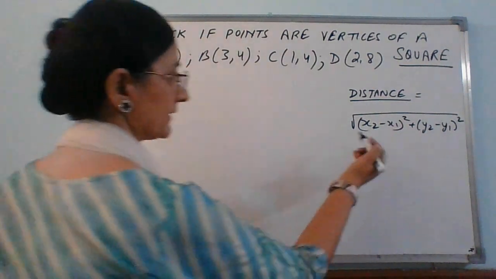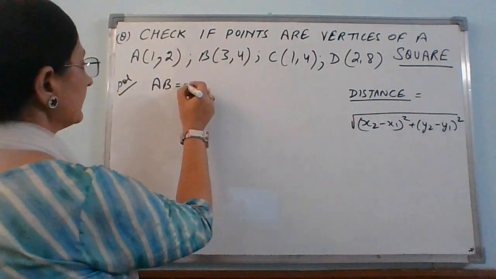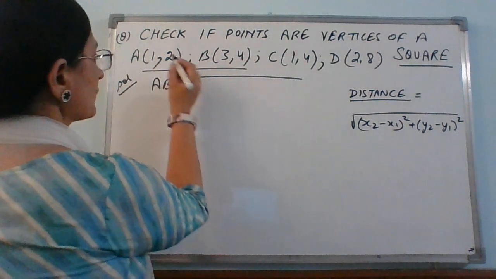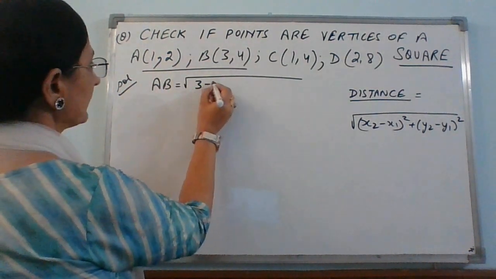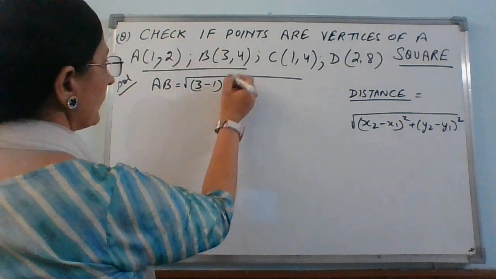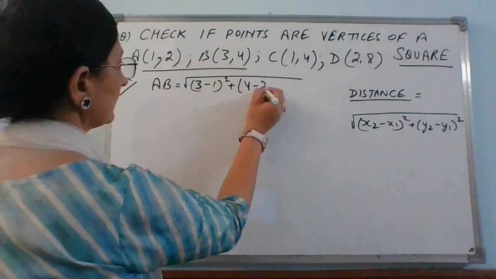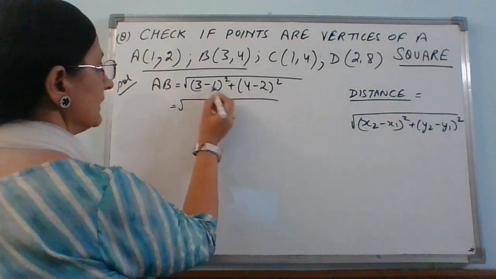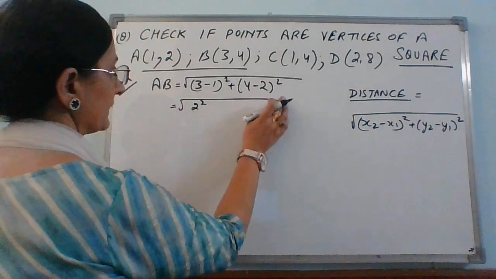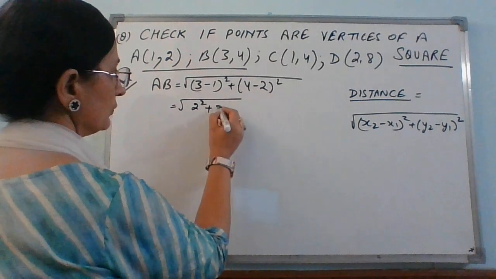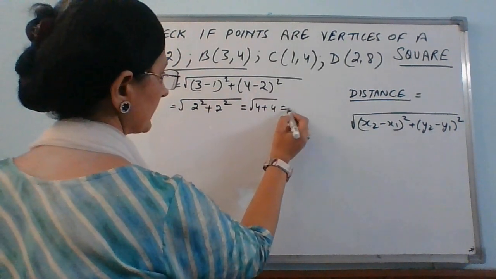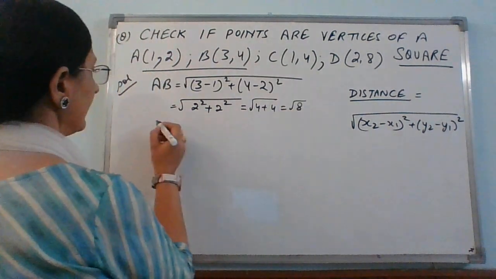So let us use this distance formula. Here, how to find AB? Here, this A and B, right? X2 minus X1, 3 minus 1 square, and Y2 is 4. You have to subtract, and we just have to find out the answer. 3 minus 1 is 2, right? And here it is 2. 2 square is 4. 4 plus 4 is 8. Let us leave it there only.